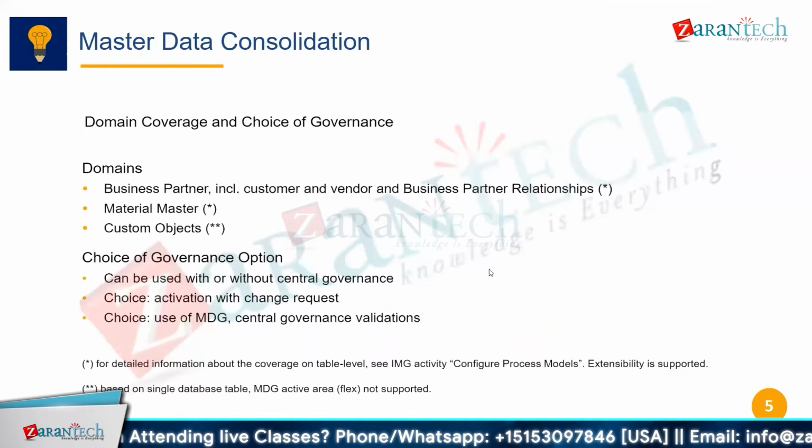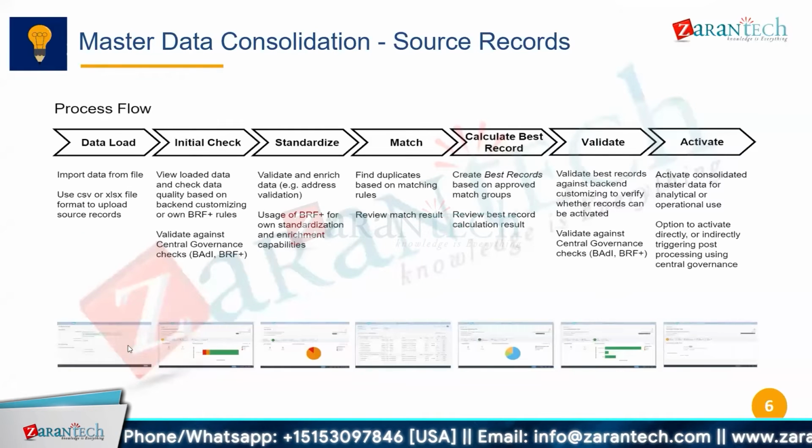There are certain steps we need to check, and I'll show you in the system. This is how it looks when you are uploading the data for consolidation. Initially we will load the data from an Excel or CSV file, and then we will do the initial checks through BRF+ in the backend. Some rules will be executed, or we can write custom logic also. So it will validate the data we are loading into the system.